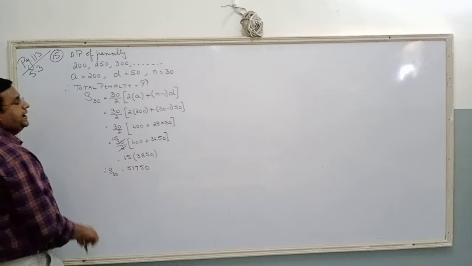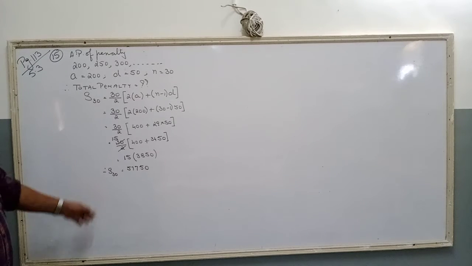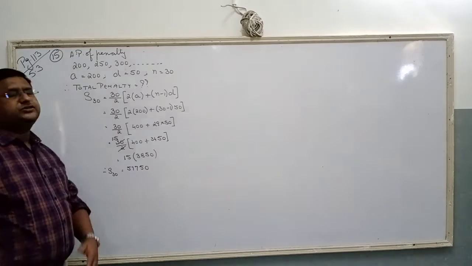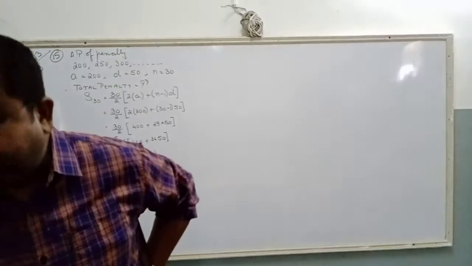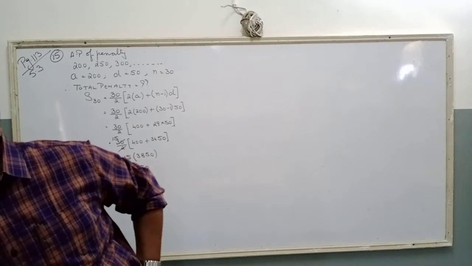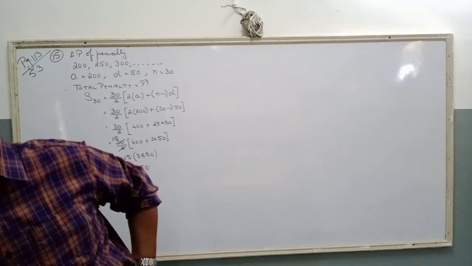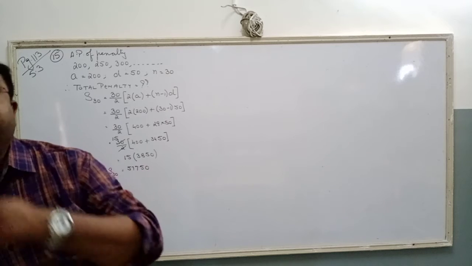So this is the penalty that is going to be paid. Simple questions of Sn, nothing new. If we know the formula, we can do it. Next question, 16. A sum of rupees 700 is to be used to give 7 cash prizes.